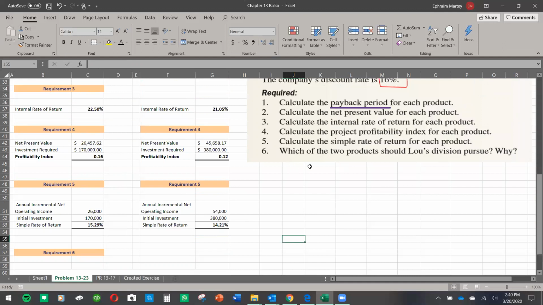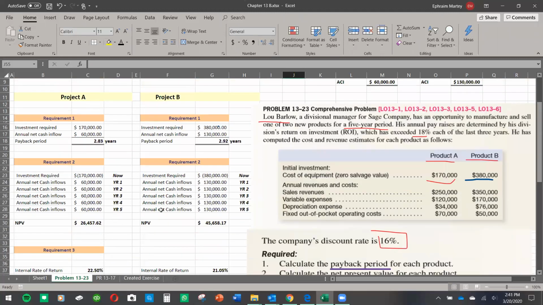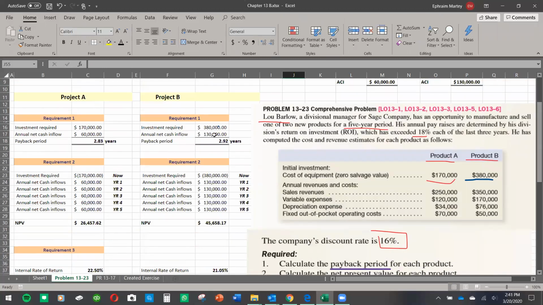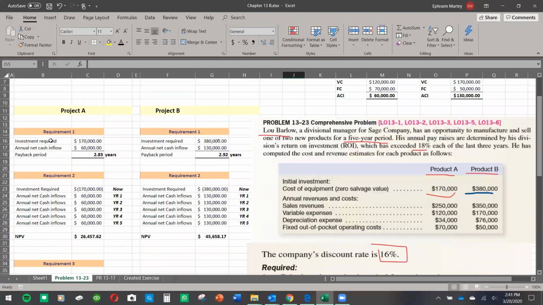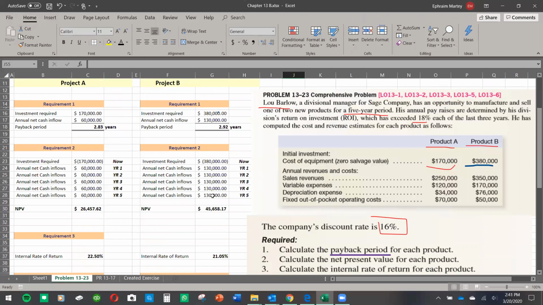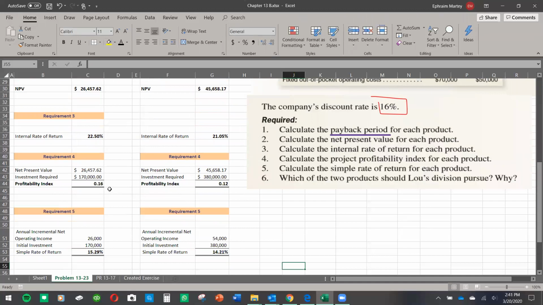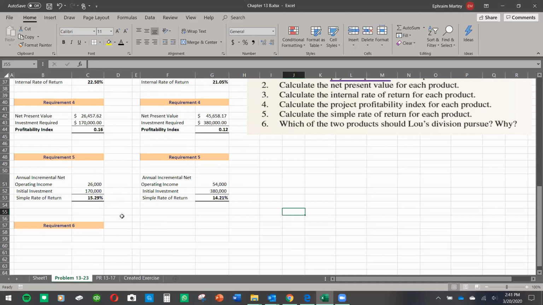Now, number 6 asks us, which of the two products should Lou's division pursue? Which one should he pursue? When we think about numbers 1, 2, 3, and 4, with number 1, project A is better. Number 2, project B is better. Number 3, project A is better. Number 4, project A is better. Number 5, project A is better. So it's likely that project A is better than project B.